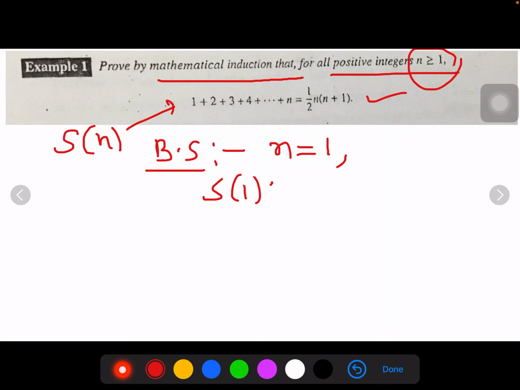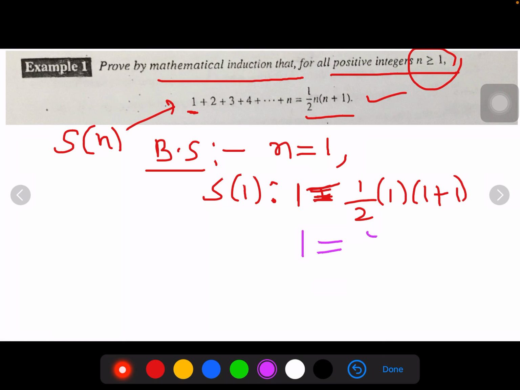What is going to happen for S1 now? When you put n equal to 1, left hand side you will get only one term, and in the right hand side you substitute n equal to 1. So it is equal to 1 by 2 into 1 plus 1. It becomes 1 is equal to 2 by 2. 1 is equal to 1.